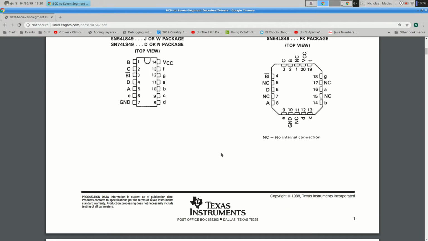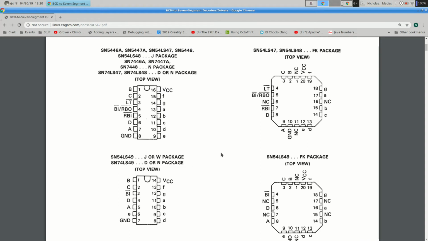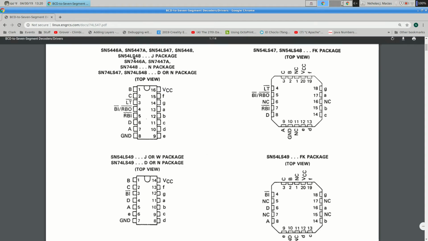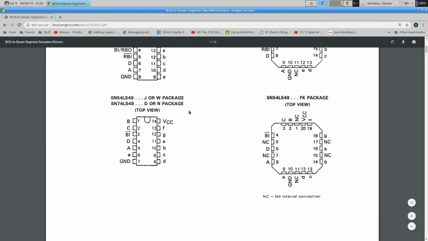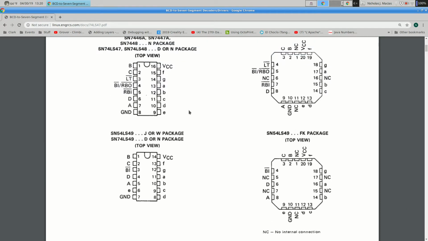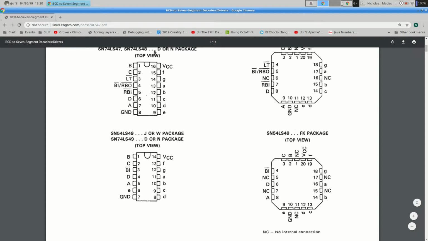So let's look at how this works. 7447, 74LS47 right there. So this is the pinout that we want. And it's slightly different from the 74LS49. For one thing, this only has 14 pins. The 47 has 16 pins.